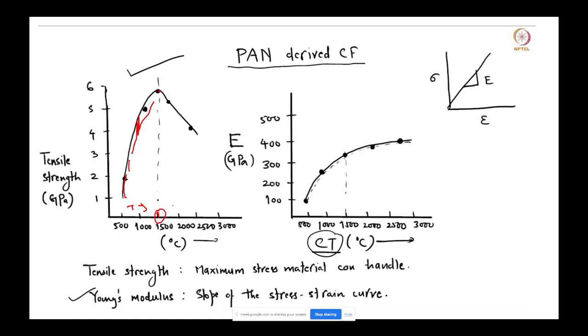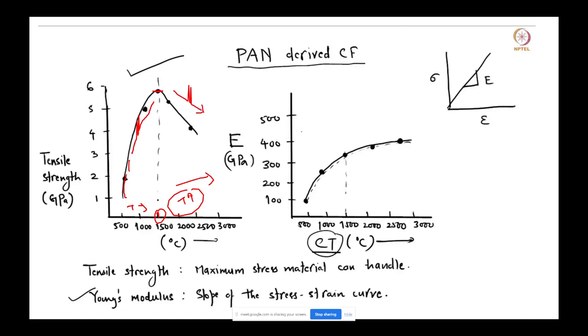But after a certain time, if you expose it to very high temperature, it starts burning out and your mechanical properties start to decrease. Tensile strength is the maximum stress a material can handle. So after further temperature increase, your tensile strength starts to decrease.